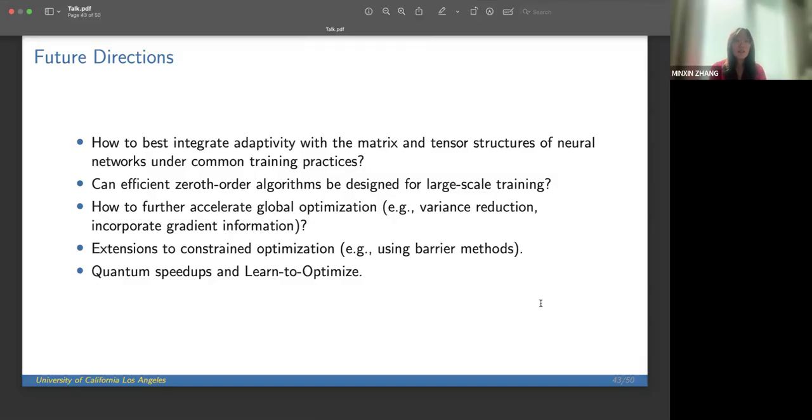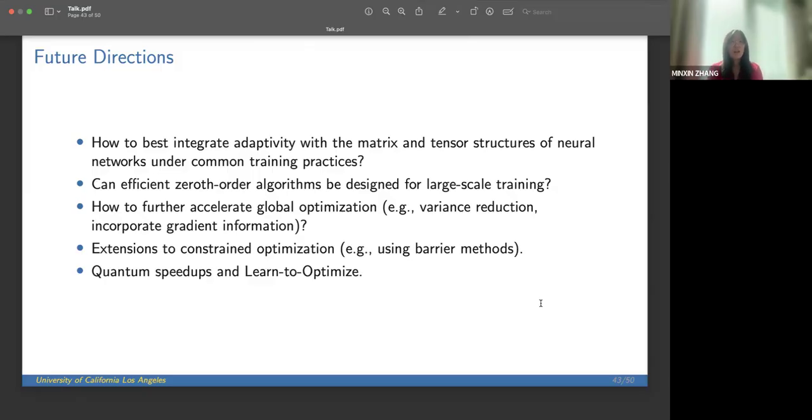And the second direction is, can we design an efficient zeroth-order algorithm for large-scale training? Currently Adam and stochastic gradient descent, those gradient-based methods, have dominated the world of large-scale training. But gradients sometimes can be annoying. Gradients can vanish or explode. So if we could design an efficient zeroth-order algorithm, which does not require gradient information, then especially for fine-tuning, it would be a very great result.